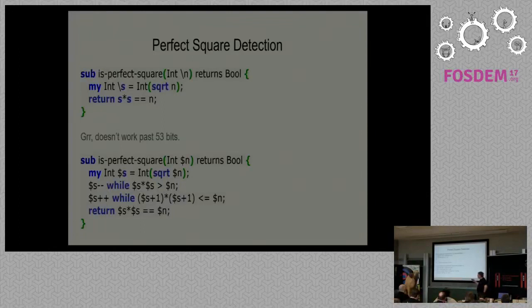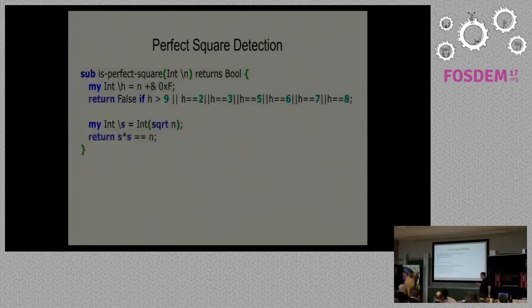Above 64 or 53 bits, this starts failing. It's just like C, just like Perl 5. This is a way to solve the problem. It's fine for 64-bit. It gets very, very slow. This is the wrong way to do it, or it's an inefficient way to do it.